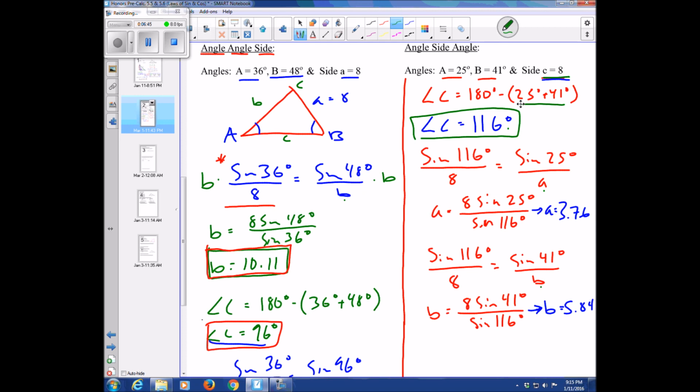We've got sine of 116 degrees over 8 equals sine of 25 degrees over A. Multiplying by A on both sides, then multiplying by the reciprocal of sine of 116 degrees over 8, gives us A as 8 times sine of 25 over sine of 116, which gives us our side A as being of length 3.76. Then we can do the same thing with B. We multiply B on both sides, then multiply by, again, the reciprocal of sine of 116 over 8. And that gives us side B as being of length 5.84.